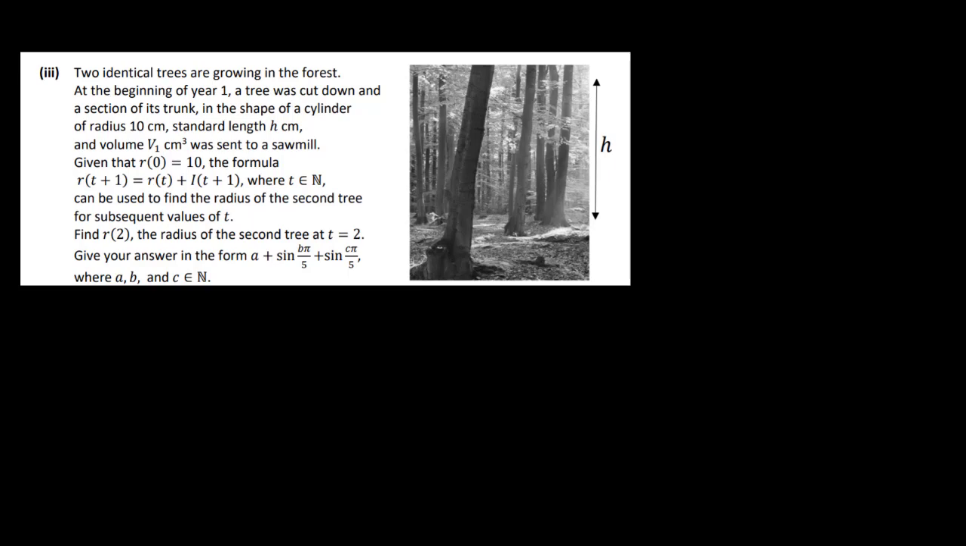2 identical trees are growing in the forest. At the beginning of year 1, a tree was cut down and a section of its trunk in the shape of a cylinder of radius 10, standard length h and volume v1 centimeters cubed was sent to the sawmill. So we have this trunk here in the shape of a cylinder. It has radius 10 centimeters and standard height h centimeters. Now, and volume v1, so it has volume v1, and this is at the beginning of year 1.